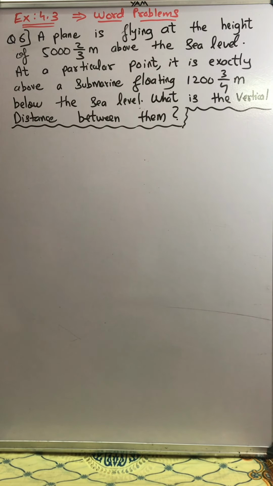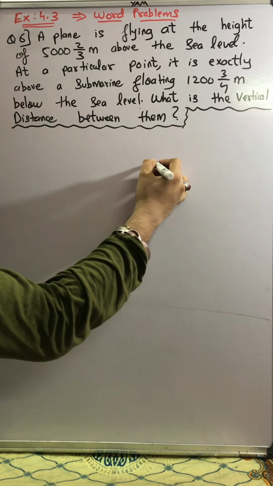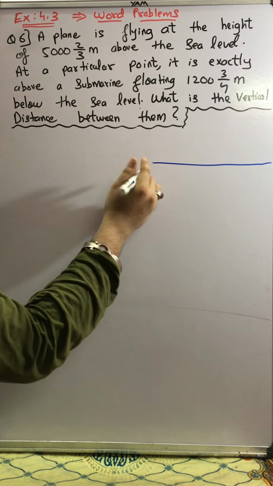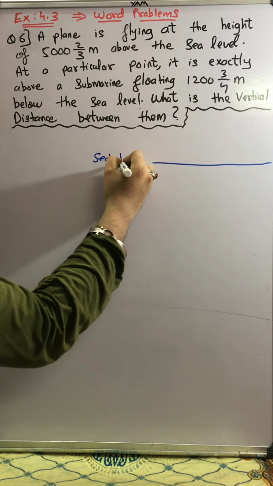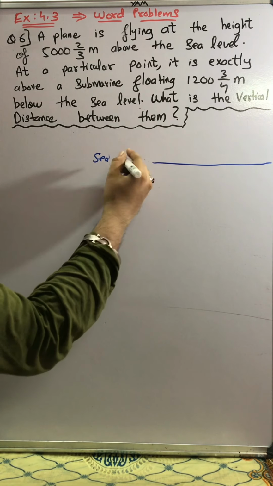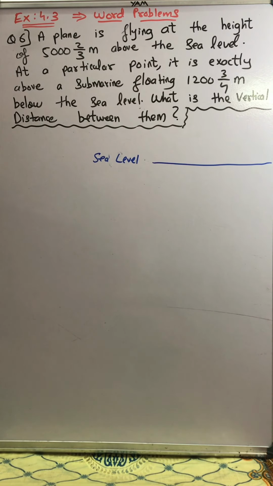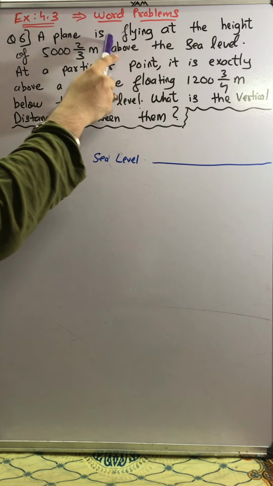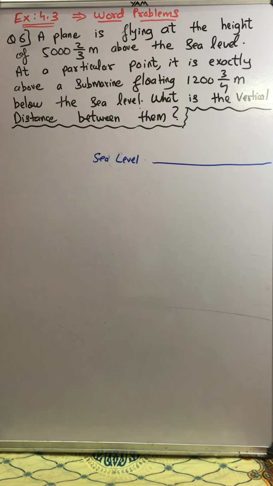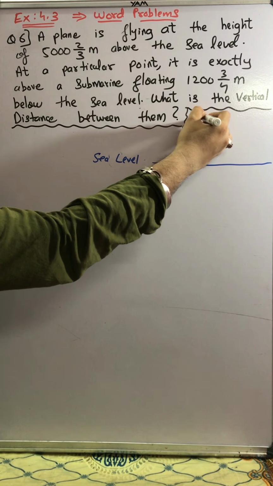I will say 70% of this question is drawing of diagram. If you understand the diagram, then I say 70% question is completed. Okay. First of all, let me tell you, let's suppose that this is a sea level. Now, it's given to us that first of all, a plane is flying at the height of 500 2/3 meters above the sea level. So let us consider that we have here a plane.